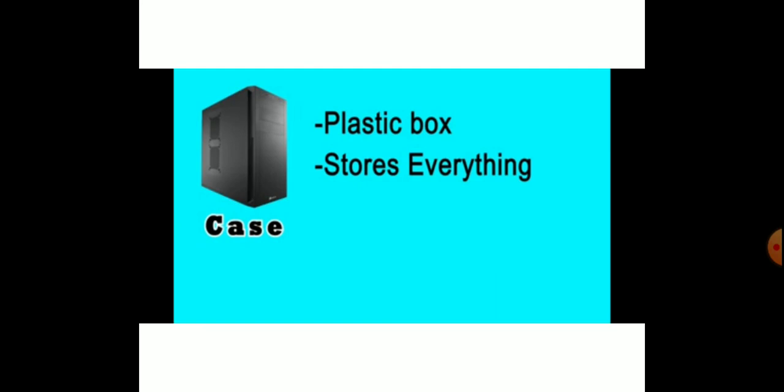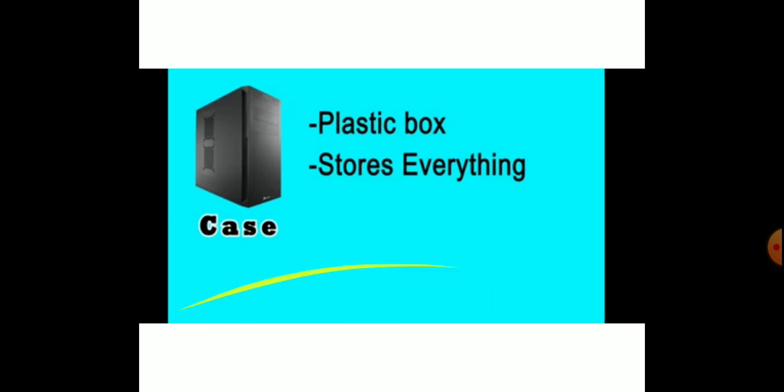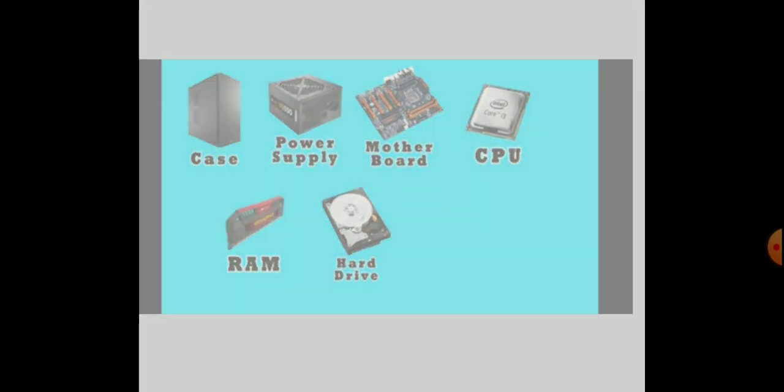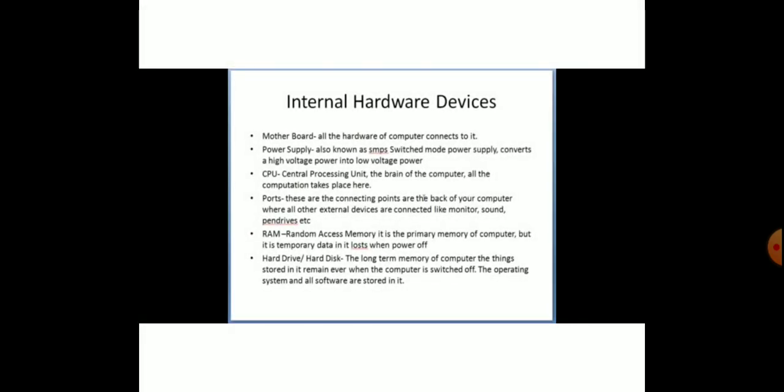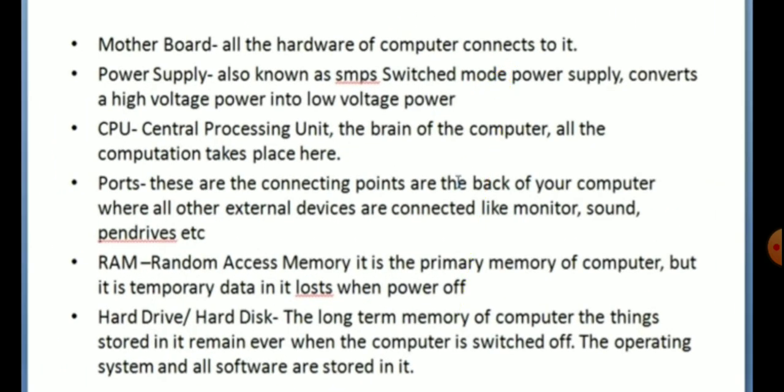So okay, this is a case. This is a plastic box. All the internal parts are connected or fixed inside this case. It stores everything. So take a glance at the internal hardware devices: case, power supply, motherboard, CPU, RAM and hard drive. Children, read all these points once again about motherboard, power supply, CPU, ports, RAM and hard drive.